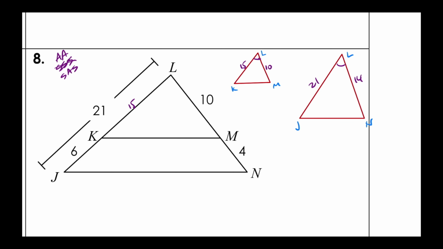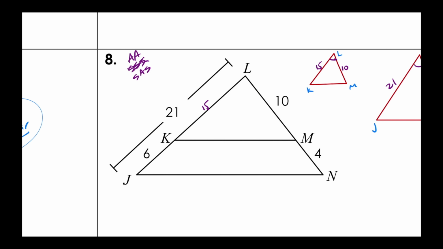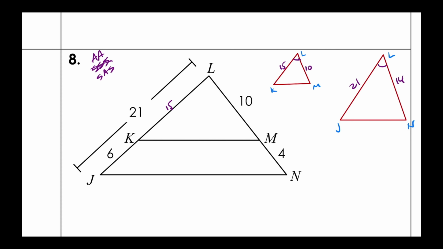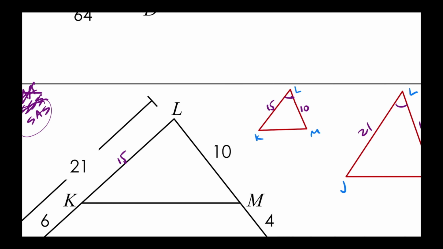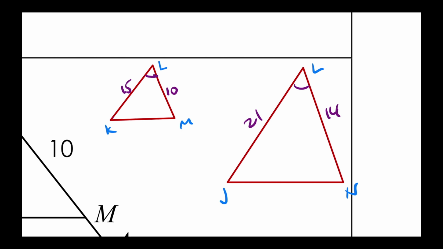Now we don't have another angle. Nothing's parallel. We don't see anything parallel here, so we don't have any other angles. So we can't do AA similarity because we need 2 angles, and we don't have that. So it looks like we're going to be doing SAS, which, yes, we do have SAS, don't we?